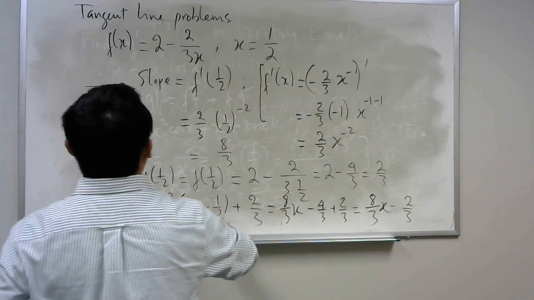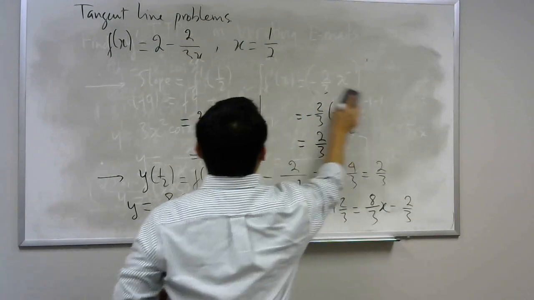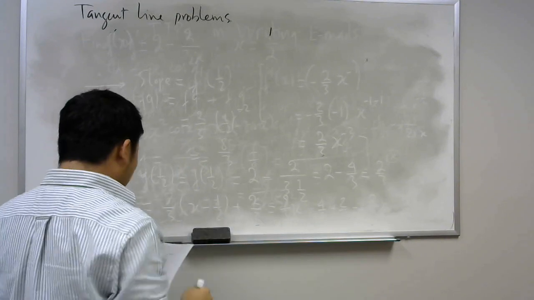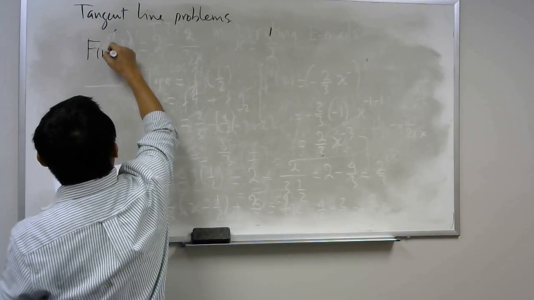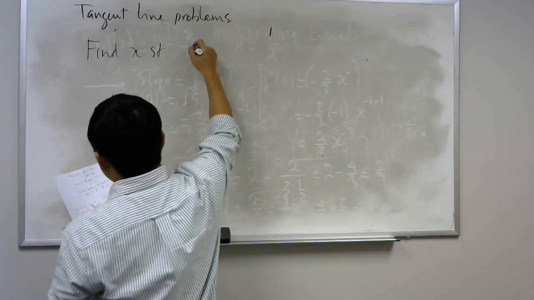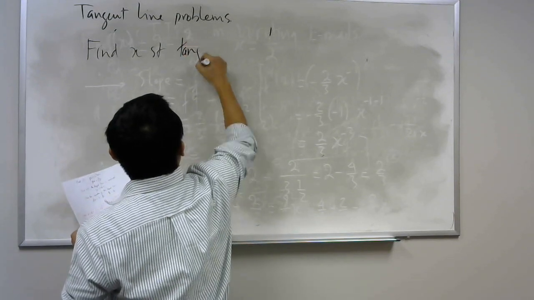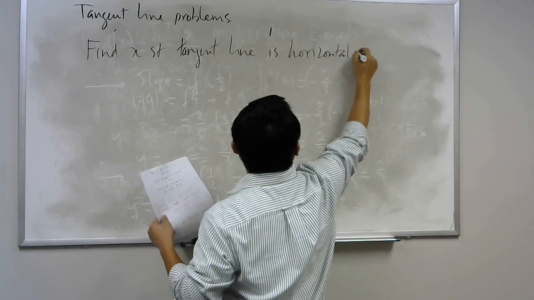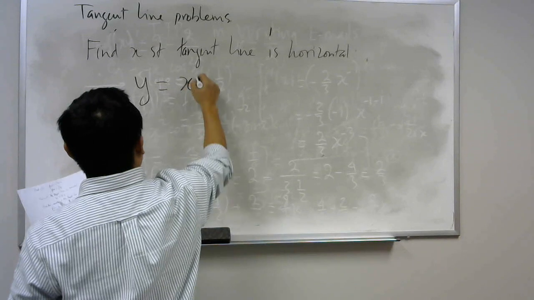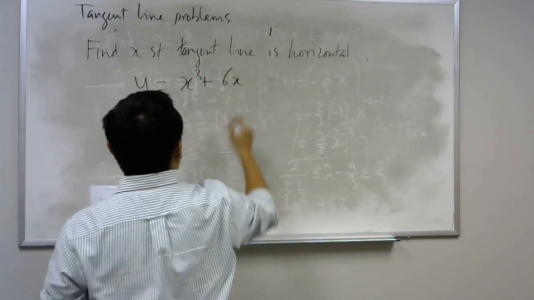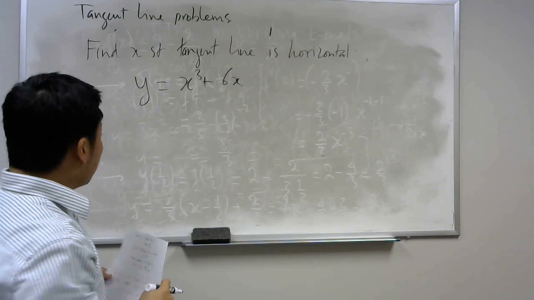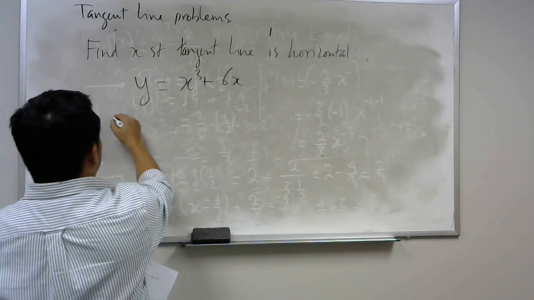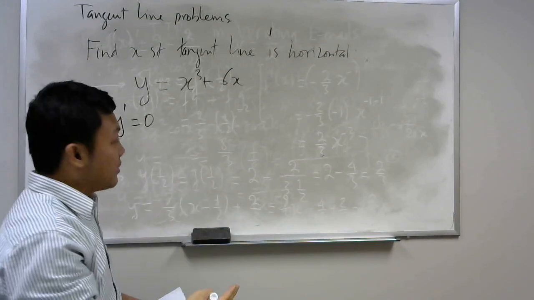Okay, next question. Find x such that the tangent line is horizontal. Your function is y equal to x cubed plus 6x. Okay, so tangent line is horizontal means the derivative is equal to 0. The slope is equal to 0.